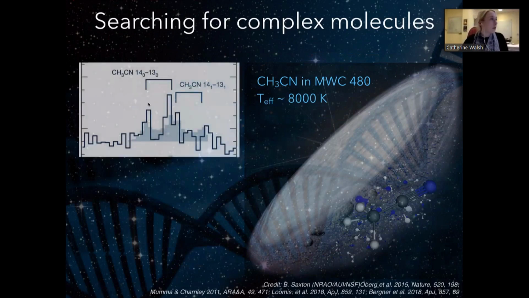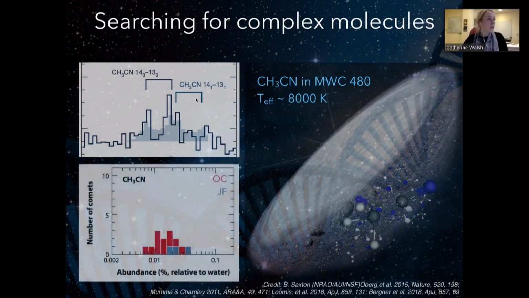These are the 2 lines that were detected, the J equals 14 to 13 transition, and 2 of the K ladder transitions within that J transition. This is a relatively warm transition, with an upper energy level of about 100 Kelvin. So we think that we're tracing quite warm methyl cyanide in this object. And once we have that detection and do some modeling, we can also compare the numbers that we get with what we observe in comets.